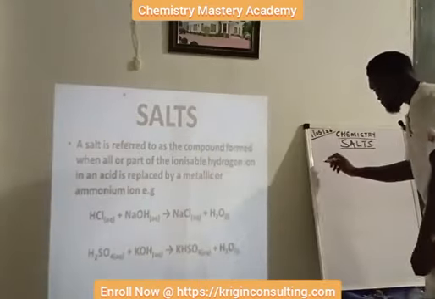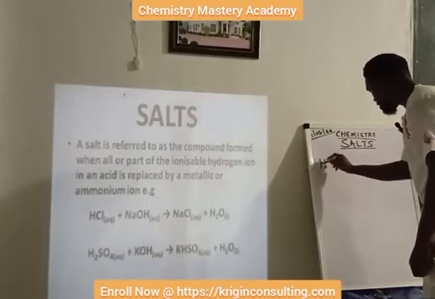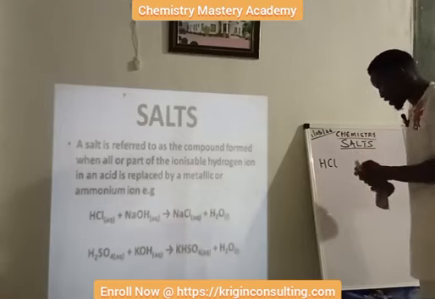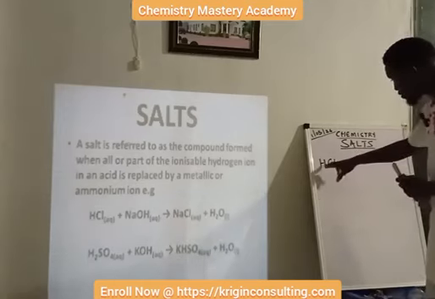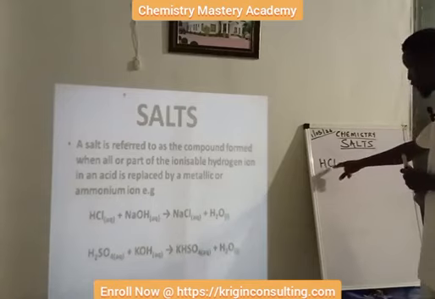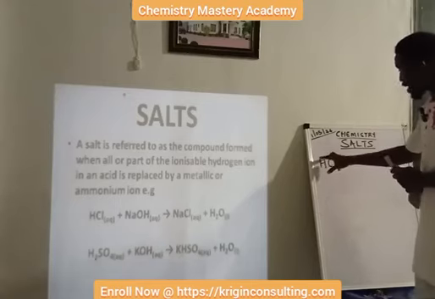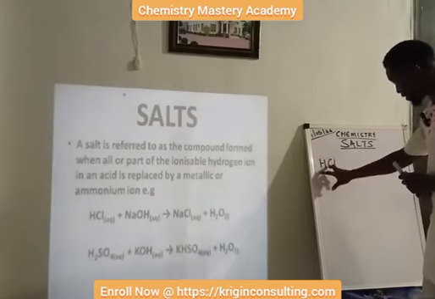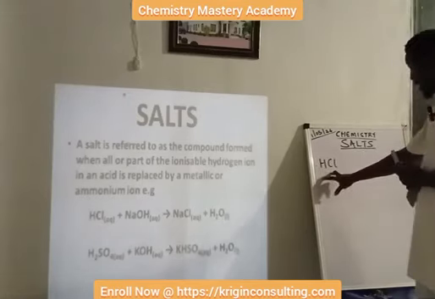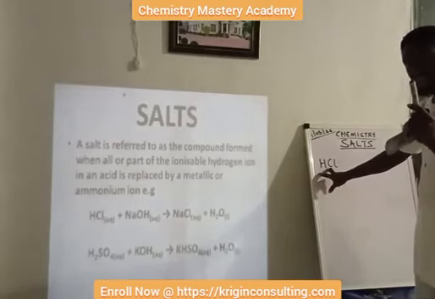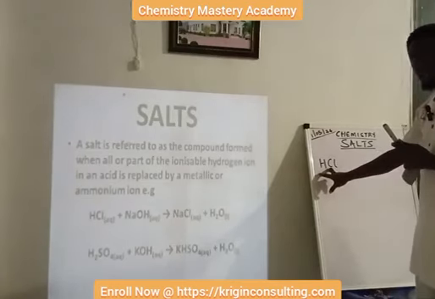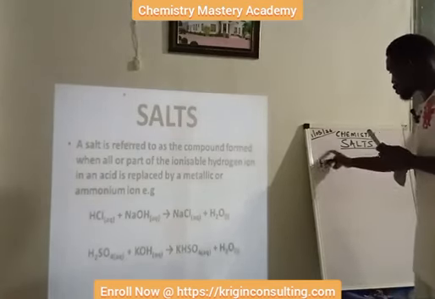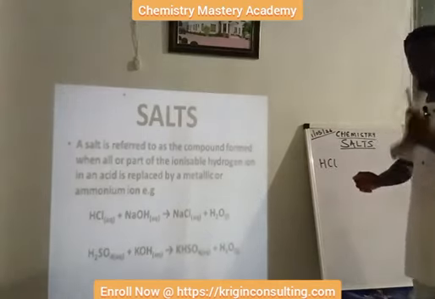Okay, so let's look at a chemical equation to actually show this. So for example now, we have HCl. Now, this is hydrochloric acid, right? If you check this hydrochloric acid, we have hydrogen, we have chlorine. If I remove this hydrogen that is here and replace it with a metal or an ammonium, this substance will now change to a salt.